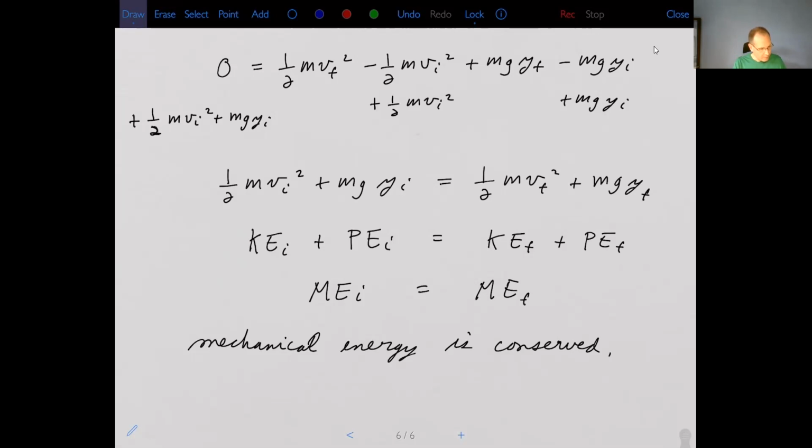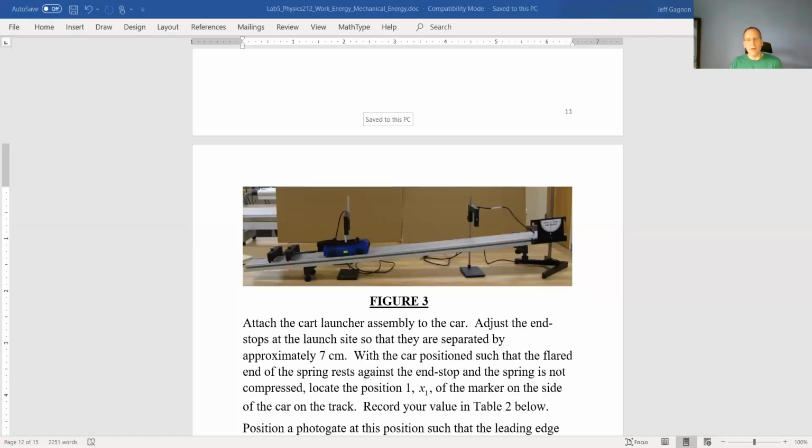Okay, so let me go back to a little handout. Again, make sure you watch that short little video, where I show you how I actually collected the data. So here's the car, here's the first photo gate. The second photo gate you don't even need. You can ignore the second one. We really only need the first photo gate for this part.